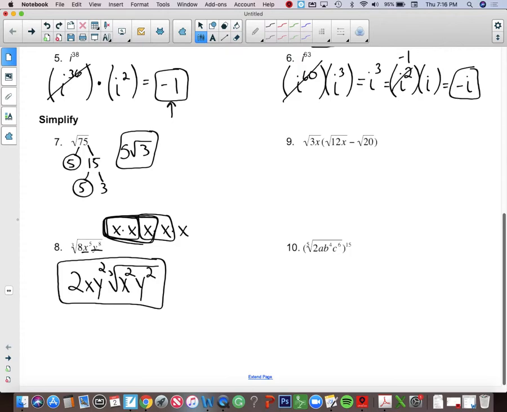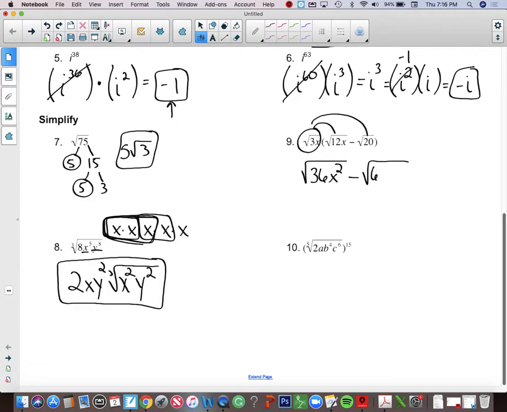Next one, number 9. We have a distributive property type problem here. We're going to take that square root 3x and take it into both of those. So we're taking a square root times a square root. You just multiply whatever is underneath the radical. For the first one, I'm going to multiply 3x and 12x, which gives me 36x squared. And then I have a minus there. 20 times 3x is square root of 60x. And I know that the square root of 36x squared right there is just 6x.